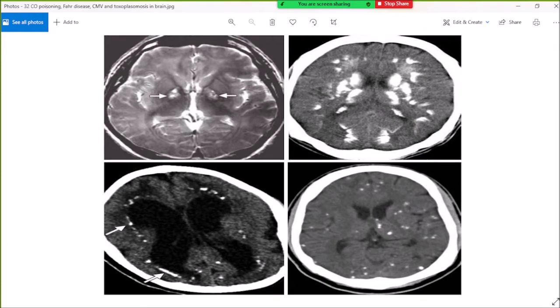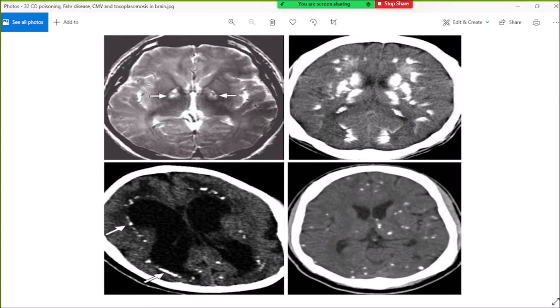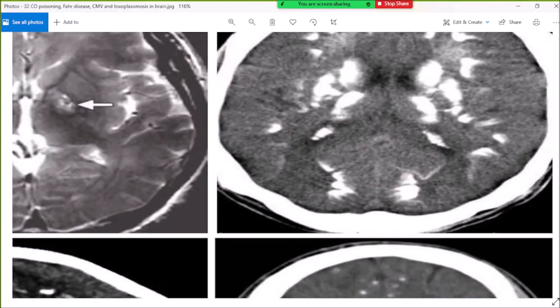Fahr's disease is different from cytomegalovirus CMV infection, where they talk about diffuse hyperdensities, periventricular hyperdensities or calcification seen in CMV, cytomegalovirus infection. And this is Fahr's disease.